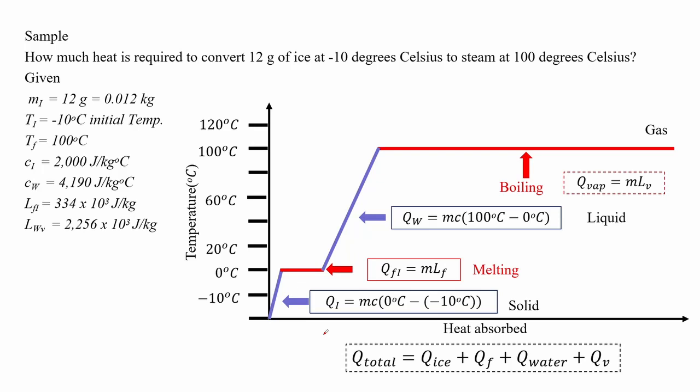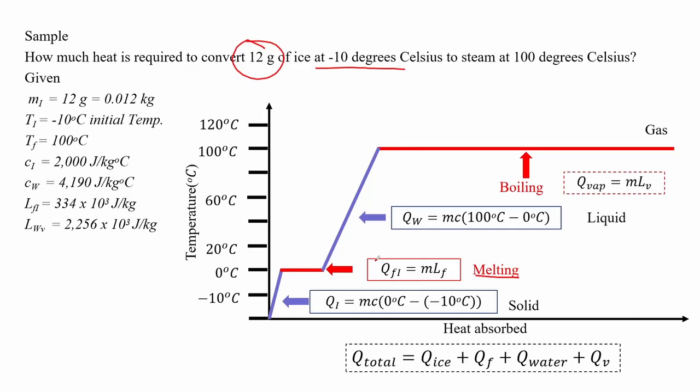Here we have an example of phase transition of ice to gas. How much heat is required to convert 12 grams of ice at -10 degrees Celsius to steam at 100 degrees Celsius? We see from the figure that there are 4 heat quantities, starting from raising the ice temperature to 0 degrees where ice becomes water. At the process of converting ice to water, it undergoes melting as expressed by the latent heat of fusion. Here the quantity is positive since it is gaining heat.